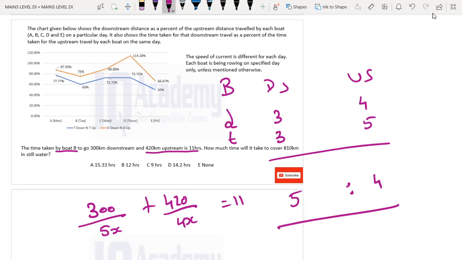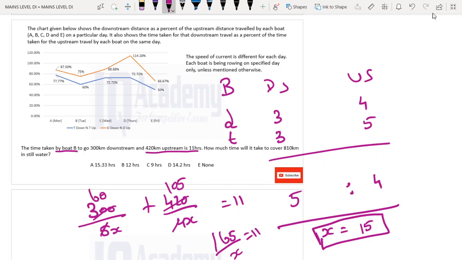So if you cancel this, this will become 60. This will become 105, right? So 165 by x equal to 11, x will be equal to 15. So the value of x is 15.